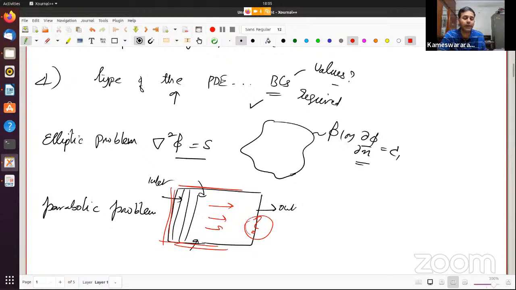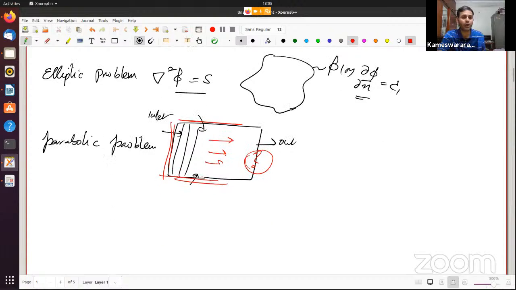Okay, so depending on the type of the equation, the nature of the boundary conditions is already built into the problem. Okay, so in the classification.